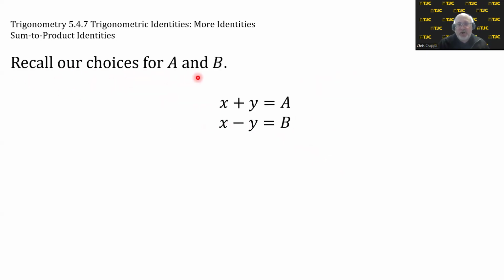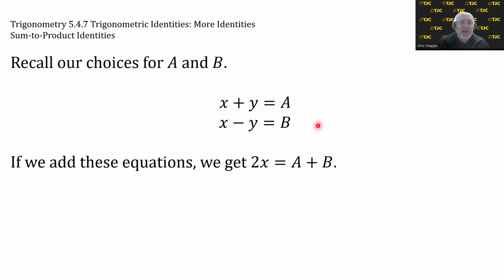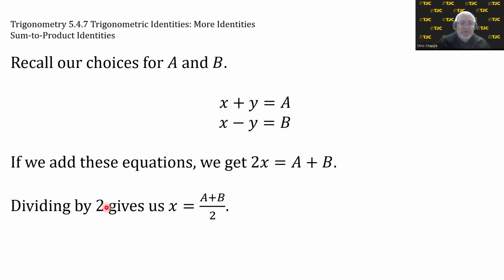Recall our choices for A and B. x plus y was assigned to A, and x minus y was assigned to B. This is a fairly simple system of equations to solve. If we add these equations, the x's would combine to make 2x, the y's would cancel, and on the right side we would get A plus B. Well, we practically have x by itself. If we divide both sides by 2, that gives us x equals A plus B over 2, or 1/2 times the sum, A plus B.